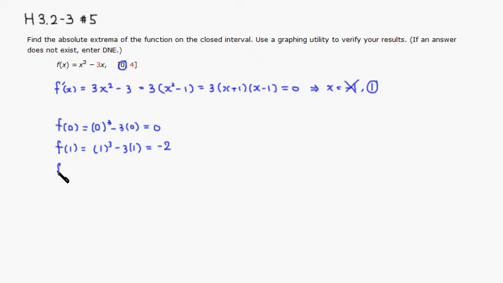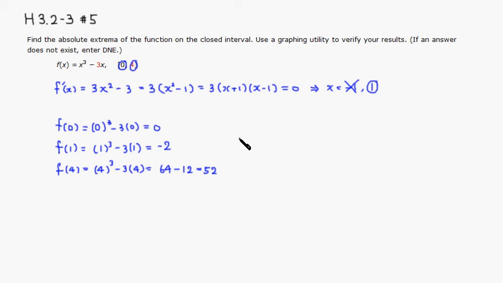The last place we need to check is the right endpoint, which is 4. So f of 4 is 4 cubed minus 3 times 4. 4 cubed is 64, minus 3 times 4, which is 12, so 64 minus 12 is 52.